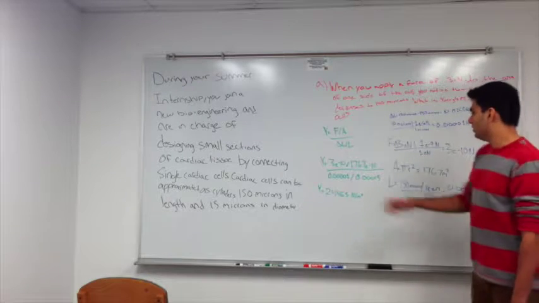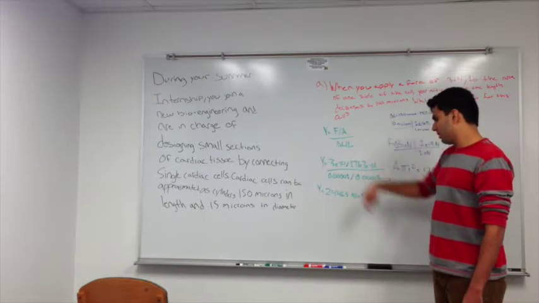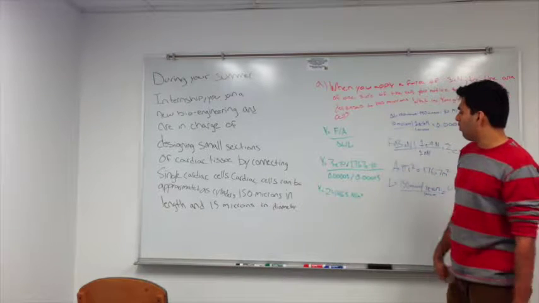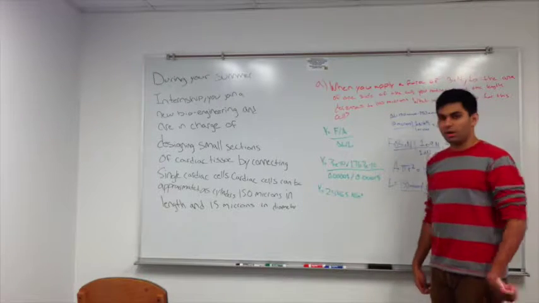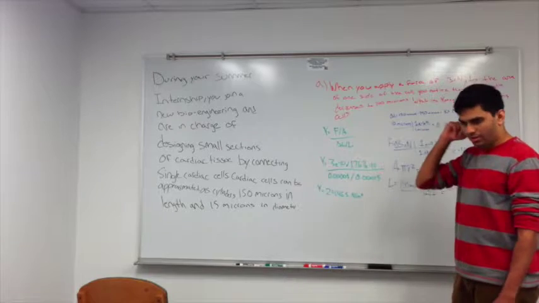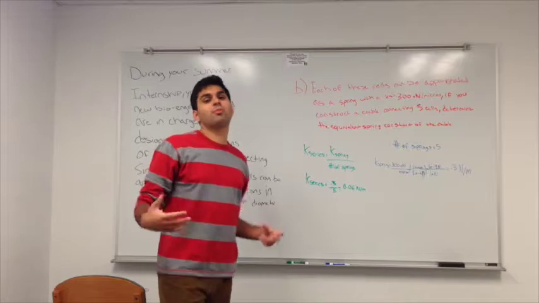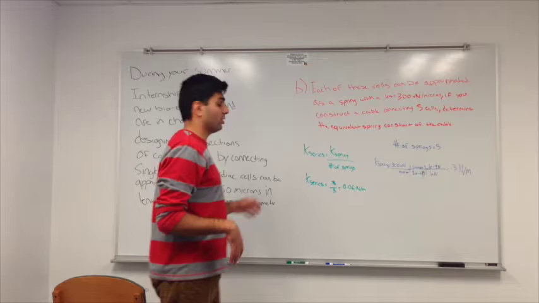Then you take all these values, you plug them in, and when you do the calculation, you get 24.465 newtons over meter squared as your Young's modulus. We're going to move on to part B of this problem, and so let me read it to you.